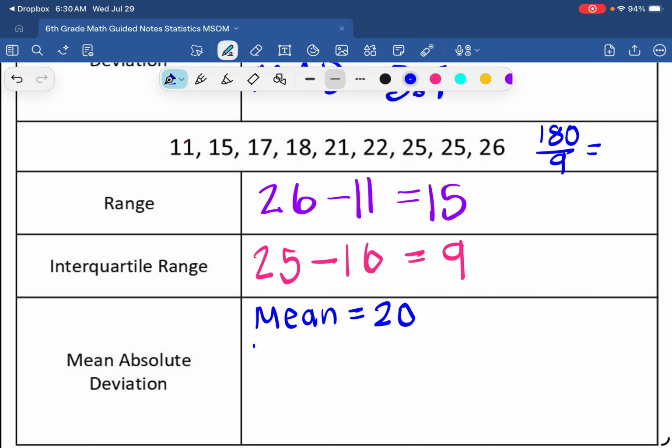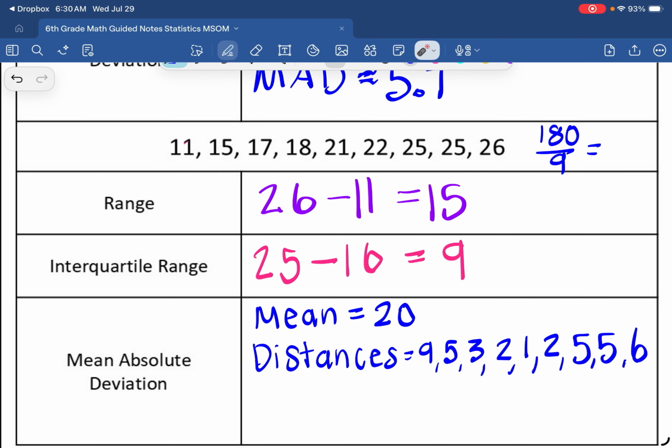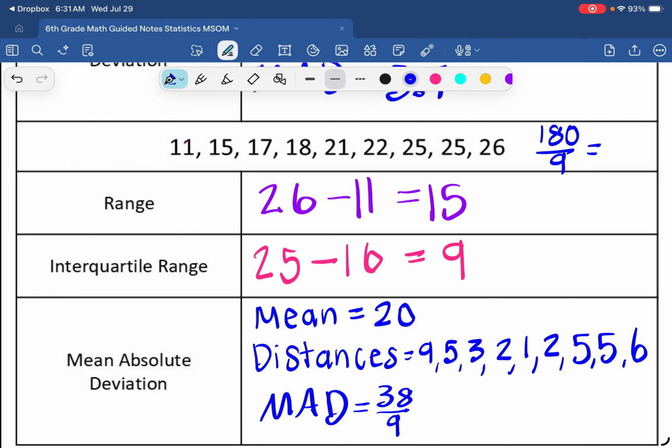Now I need to figure out the distances away from the mean. So 11 is 9 away from the mean, 15 is 5, 17 is 3, 18 is 2, 21 is 1, 22 is 2, 25 is 5, and 26 is 6. Now I need to find the mean of this data right there. If I sum up these distances right there, I get 38, and then I'm going to divide that by 9, and that is approximately 4.2.